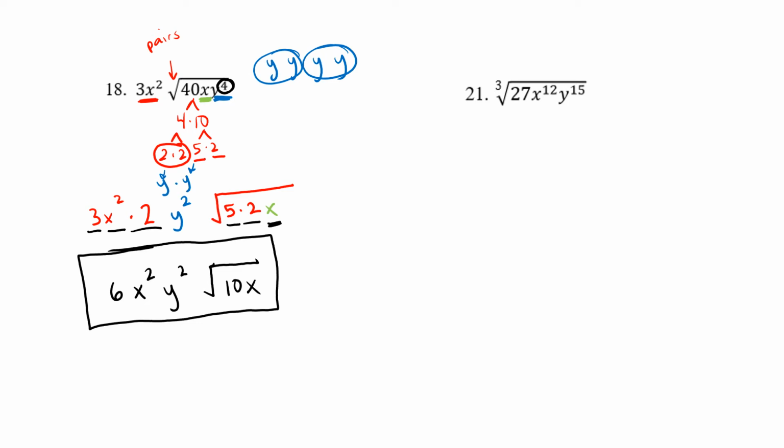Now for 21, we're moving into a different problem, right? Now instead of square roots looking for pairs, we're looking at the cube root. I guess we're looking for triples, right? Groups of 3.